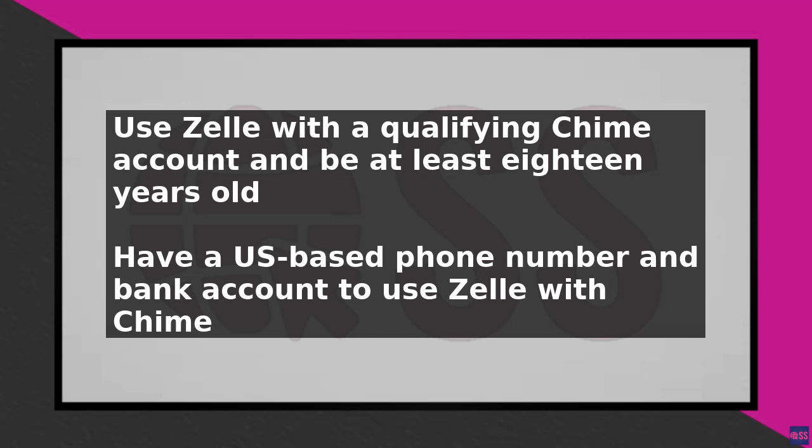As a best practice, always review the transaction details carefully before confirming a payment, and only send money to people you know and trust. Also, be aware of any transaction limits or fees associated with using Zelle through Chime. By following these steps and best practices, you can easily get Zelle on Chime and start sending money to friends and family quickly and securely.